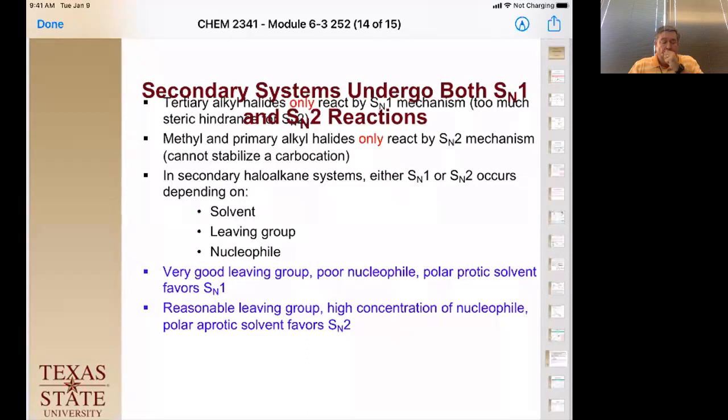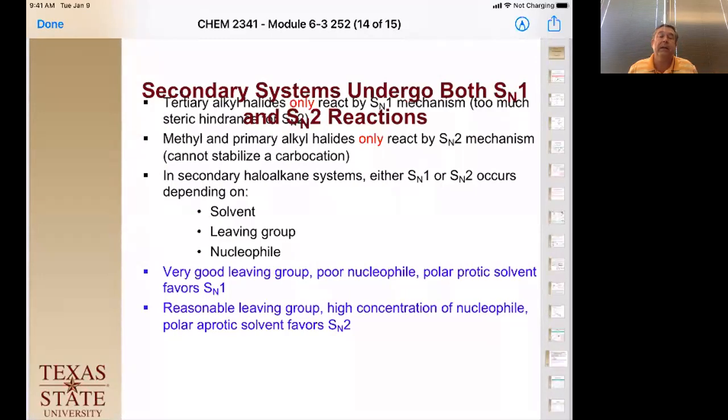Leaving group. If you have a very good leaving group, something big, fluffy, weak base, iodine, bromine, it might leave and break that early in an Sn1 type style. Let's say you have a worse leaving group, something like a chlorine or a fluorine, that's a bad leaving group. It doesn't want to break that bond. That's a very strong bond. So those probably won't undergo Sn1, they'll go Sn2.